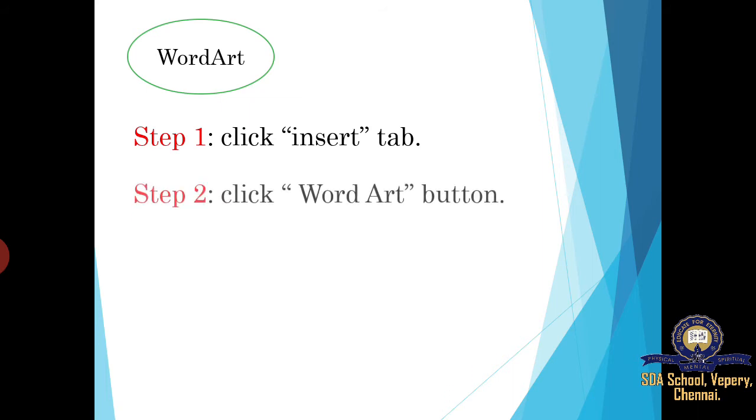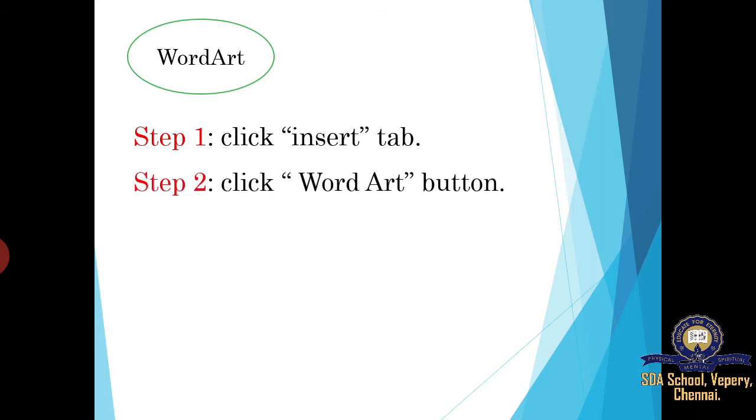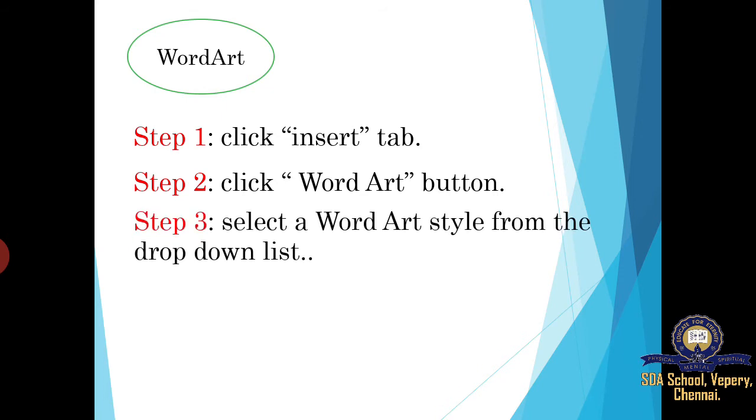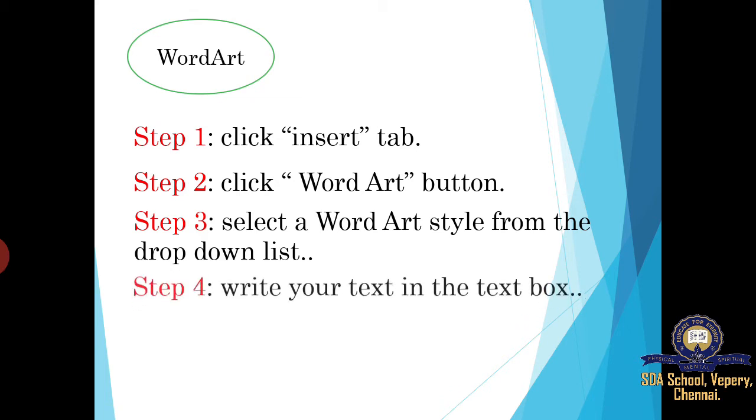Word art means the steps to use word art in a document. Step 1 is click the Insert tab, then click the Word Art button. Step 3 is when we click on the Word Art button, it shows a drop down list. It shows many styles in that drop down list.